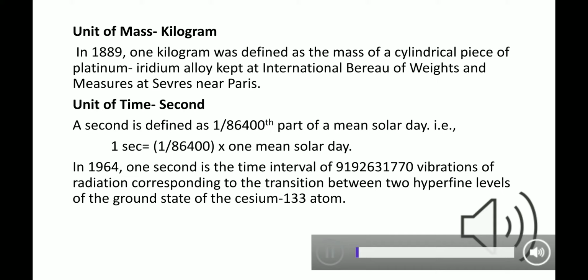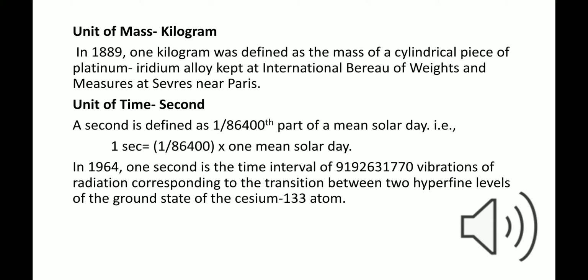So now we come to the unit of mass, and you know that the SI unit of mass is the kilogram. So what is 1 kilogram? According to the definition in 1889, 1 kilogram was defined as the mass of a cylindrical piece of platinum iridium alloy kept at the International Bureau of Weights and Measures at Sèvres near Paris. So it is the weight of that cylindrical piece of platinum iridium which is kept over there.